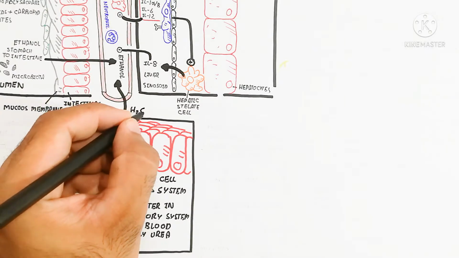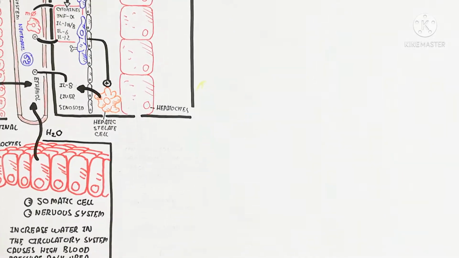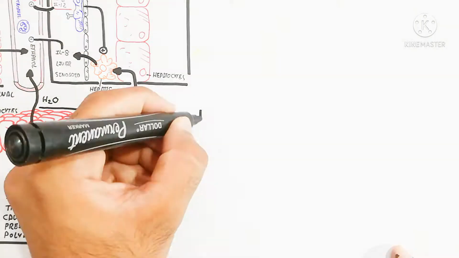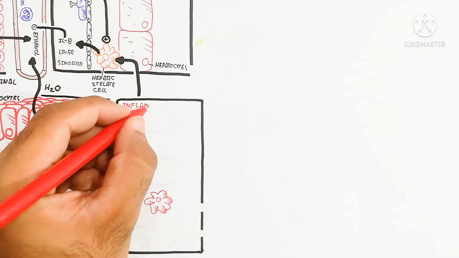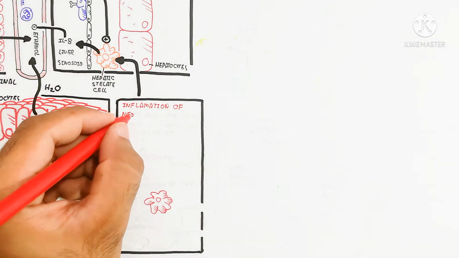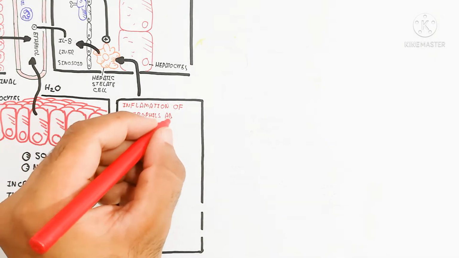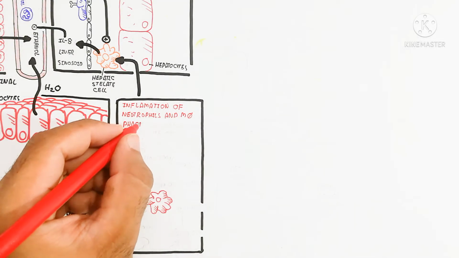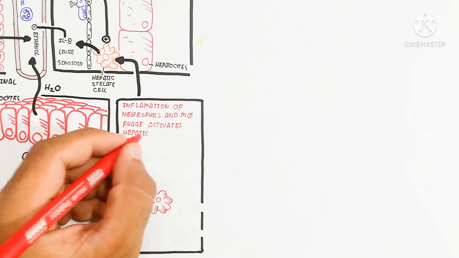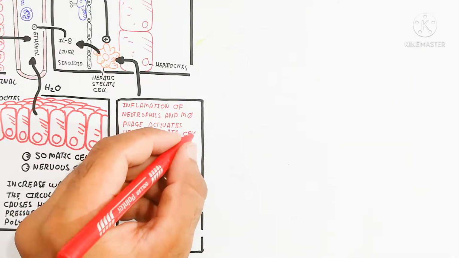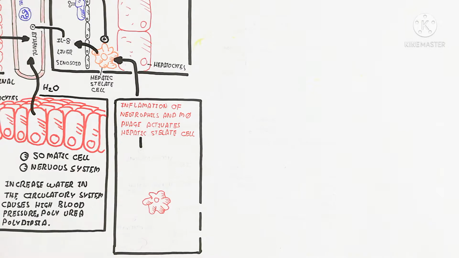On the other hand, dehydration of the somatic tissue and the nervous tissue will occur. That dehydration will lead to brain fog and abnormal function of the body. On the other hand, here is the inflammation due to the hepatic stellate cell. Neutrophils and macrophages activate the hepatic stellate cell together and cause inflammation and fibrosis of the liver.